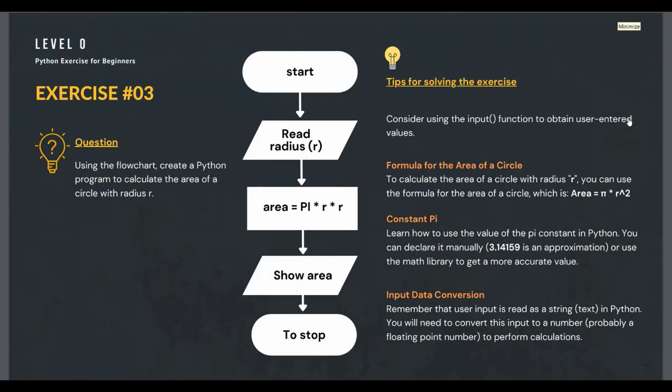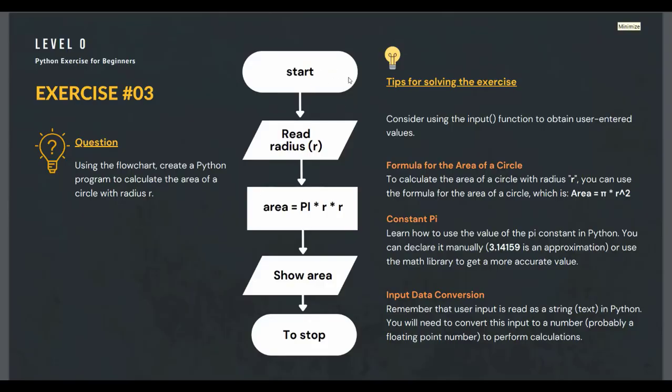João here. So today let's try to solve some Python exercises for beginners, and we have the following question. Using the flowchart, create a Python program to calculate the area of a circle with radius r. So this is our next challenge: to create a Python program that can help us calculate the area of a circle with the radius r.